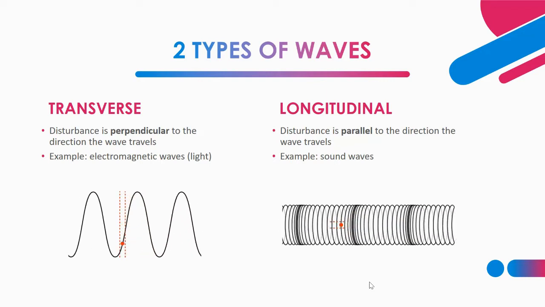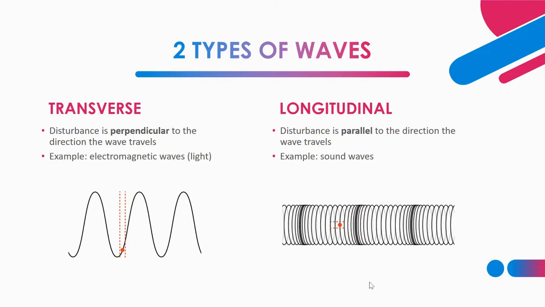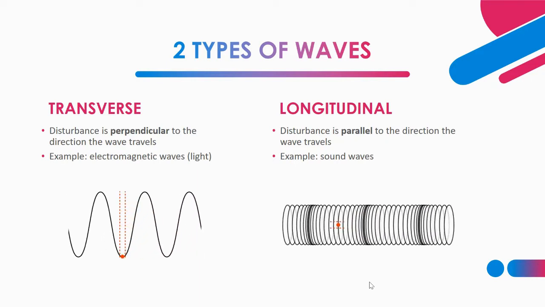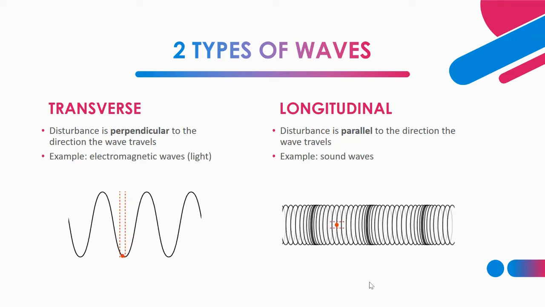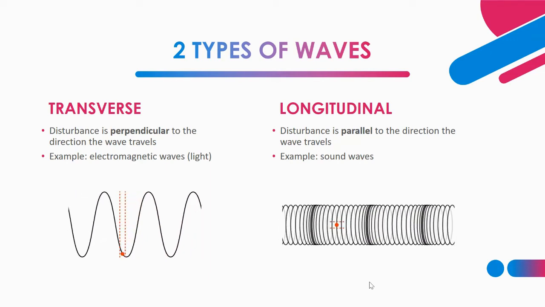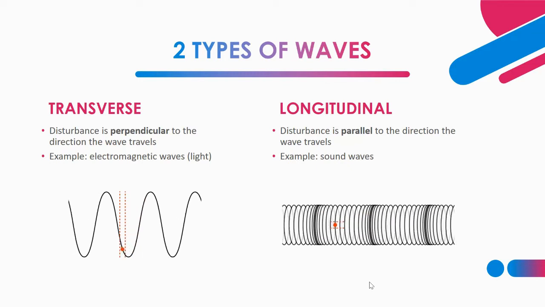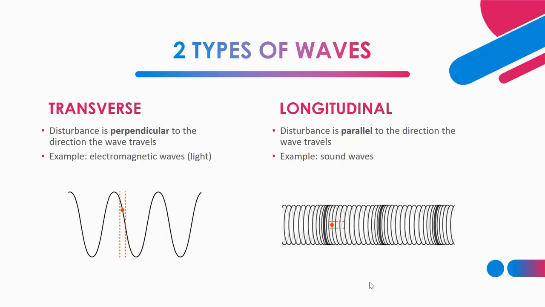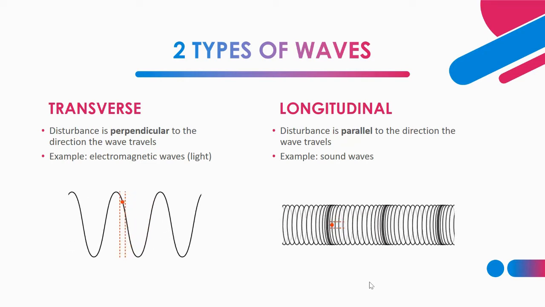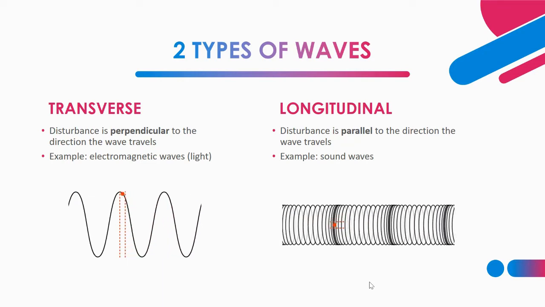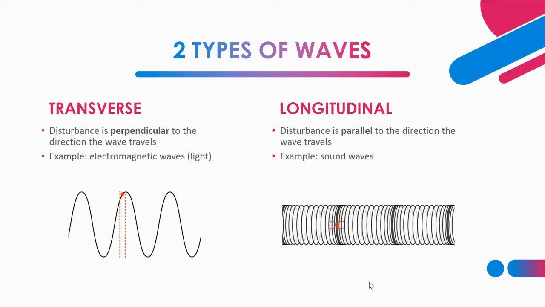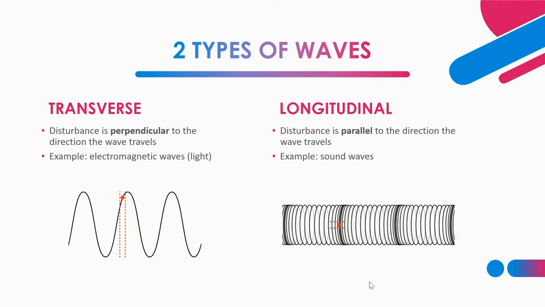So you could think of this as maybe you have a string and you're making these sinusoidal type waves on a string. Well, the actual point on the string that's moving, that's being disturbed, would be that red dot. That's moving up and down, even though the wave is moving to the right. So that disturbance is perpendicular to the direction the wave is moving. And our main example of transverse waves will be electromagnetic waves, in other words, light waves. And you can see also that transverse waves typically look sinusoidal.